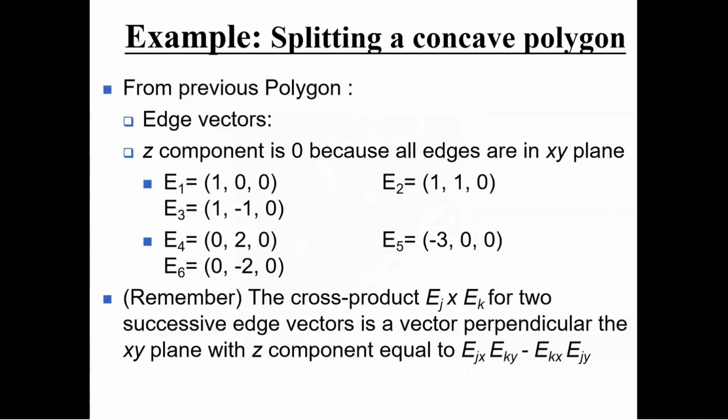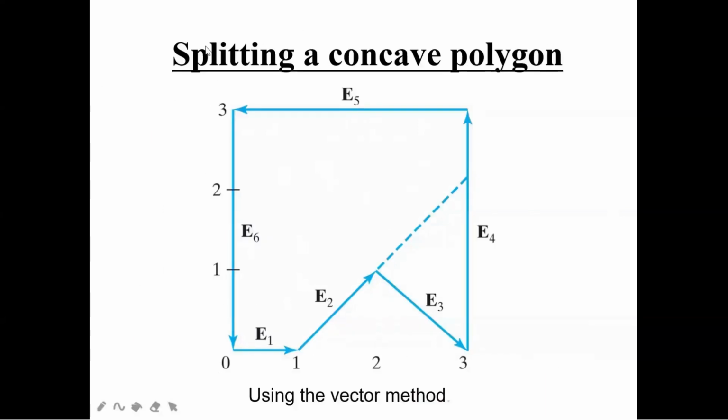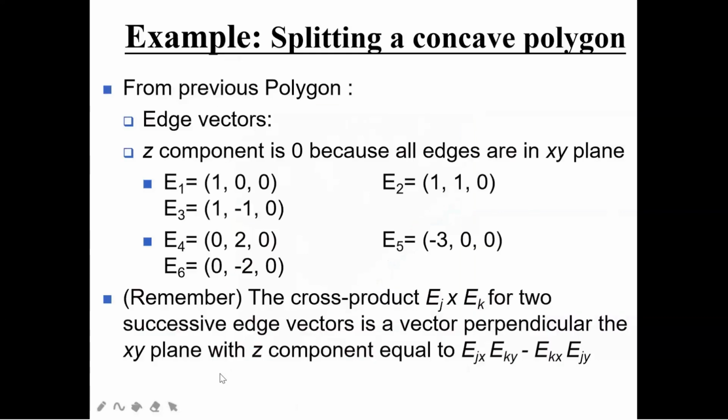Now you can see here, from the previous polygon, we have some edge vectors. Here I have only the x-axis and y-axis. As I don't have any z-axis, the z component will be 0. The z component is 0 because all edges are in the xy plane. So I have written all the vertices and edge vectors, and everywhere the z component is 0, because it specifies your x, y, and z coordinates, and the last coordinate value will be 0.